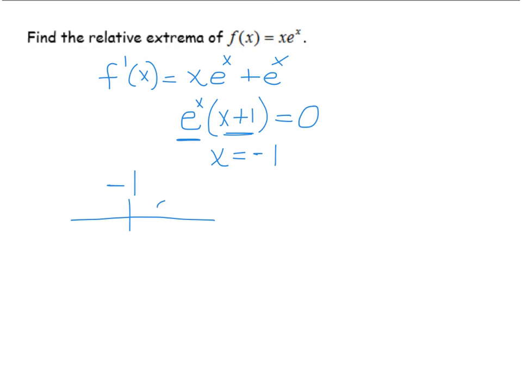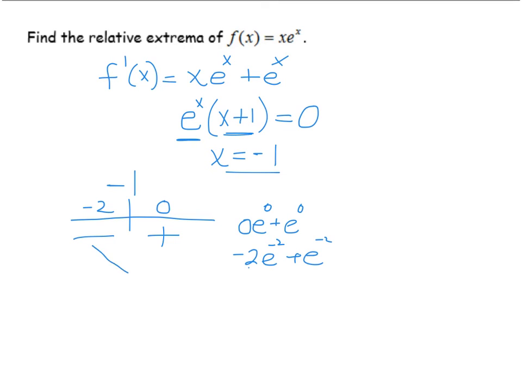Set up a little sign chart. I like my favorite 0 and then -2. And then since I got this from the derivative, that's what I'm going to plug 0 and -2 back into, the derivative. So if I put a 0 back in here, I get 0 e to the 0 plus e to the 0. E to the 0 is just 1, so this is positive. If I put a -2 in, -2 e to the -2 plus e to the -2 is going to be -2 over e, so this is negative, plus a little bit more, so this is going to be negative.